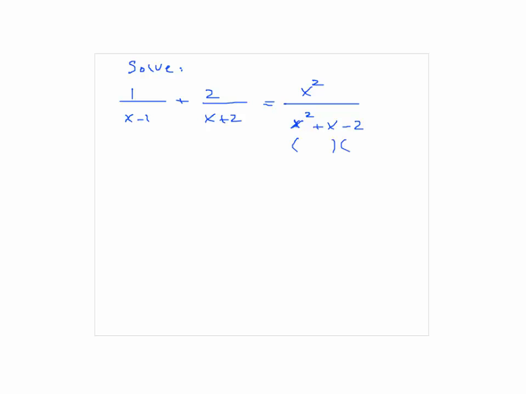First, we need to factor this. Of course, it would be x and x, 1 and 2, so you get x plus 2 times x minus 1. So what's the next step? Next step is what? To find what? Anyone? Find the LCD. Very good. Here we get x minus 1 times x plus 2.